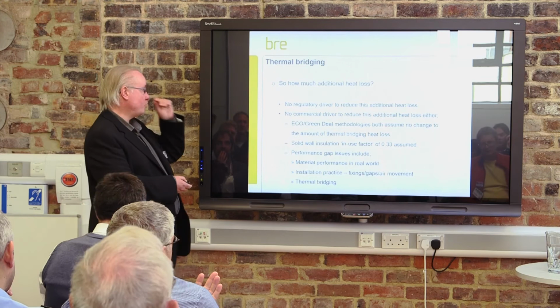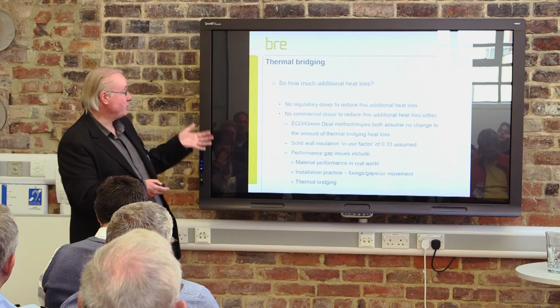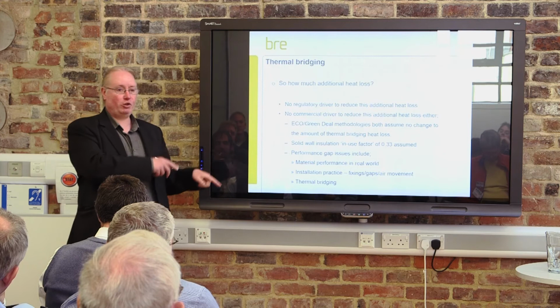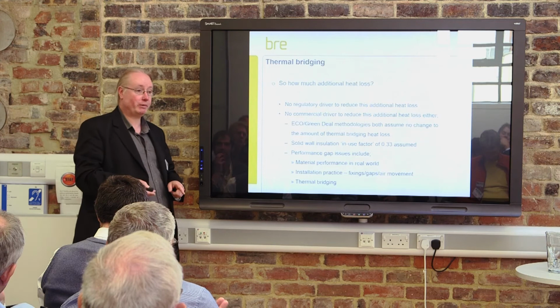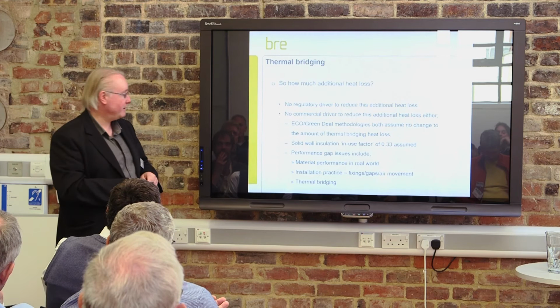Already mentioned that there's no regulatory driver to reduce thermal bridging heat loss, but there's no commercial driver either, because in ECO and Green Deal, it's assuming the same thermal bridging heat loss both before and after. Now we've just seen how much it can increase after if you don't try to do something about it. It's always going to increase even if you do, but it's getting that gap down.